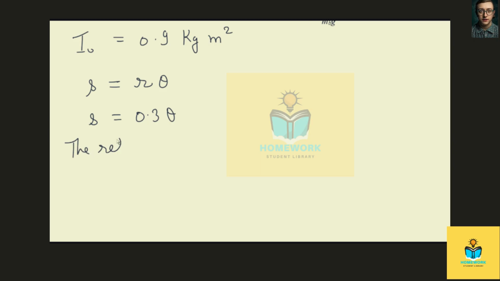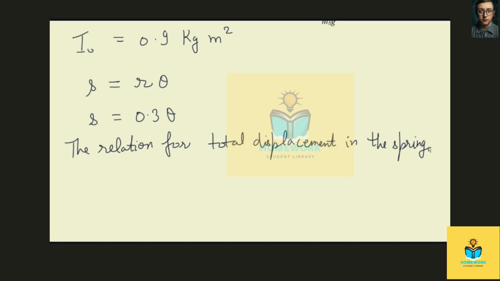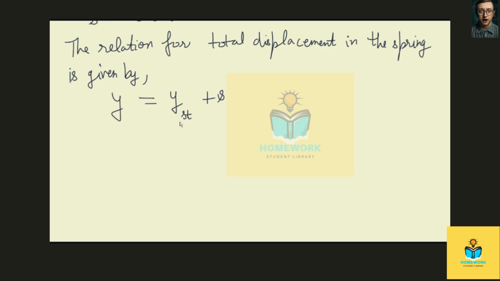Now, the relation for total displacement in the spring is given by y equal to y_st plus s. Here y_st is the static deflection at the equilibrium. Now on substituting 0.3 theta for s in the above equation, we get y equal to y_st plus 0.3 theta.